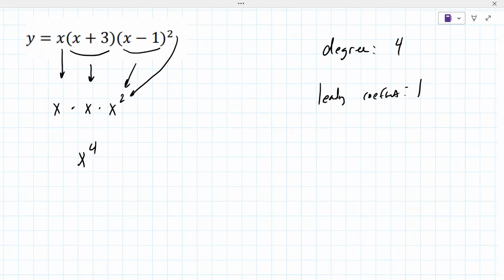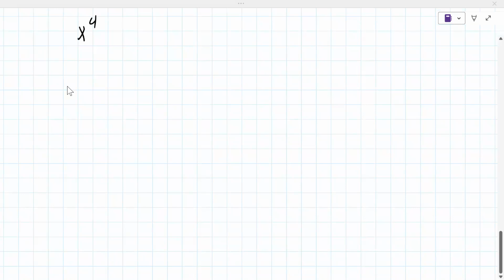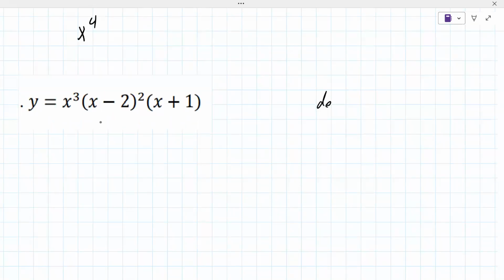All right. So here's one for you to try on your own. We'll increase the difficulty a little bit. Same thing here. What is the degree? What is the leading coefficient? Okay. So the degree would be 3, 4, 6. Is that right? That is correct. And then it would just be 1. Yeah. Okay.